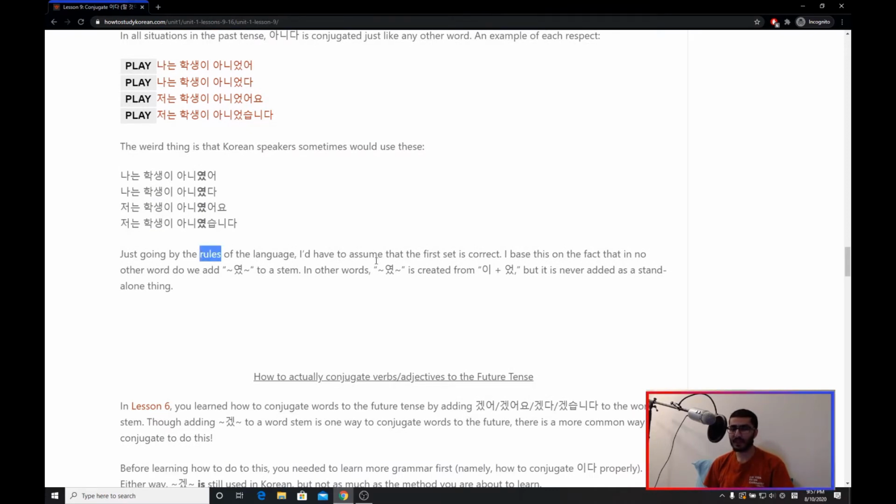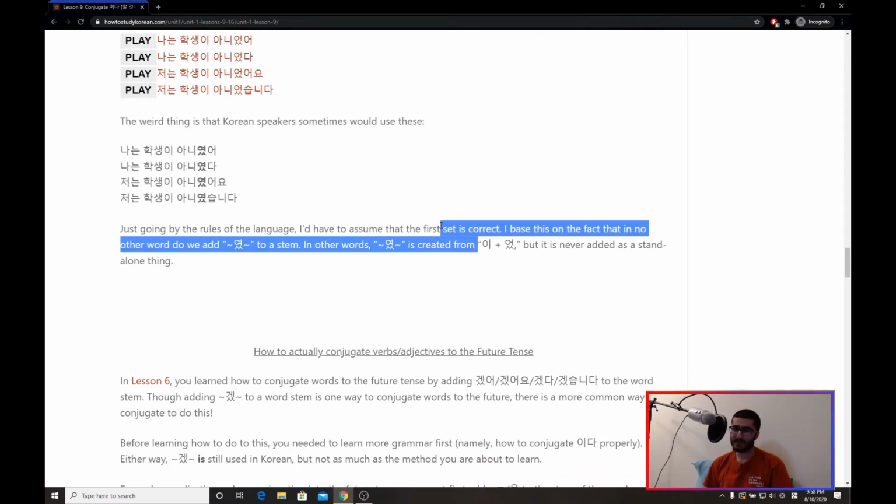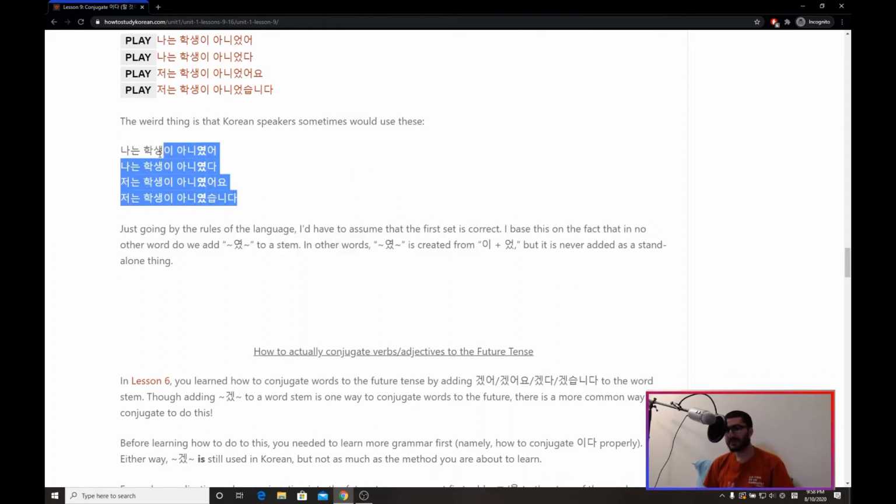Just going by the rules of the language, I'd have to assume that the first set is correct. I base this on the fact that no other word do we add 였다 to the stem. In other words, 였 is created from 이, 였. I don't understand what he's trying to say here, but basically, if you pronounce it this way, which I've been pronouncing it the entire time, I think, I've been trying not to, but I just end up pronouncing it this way.